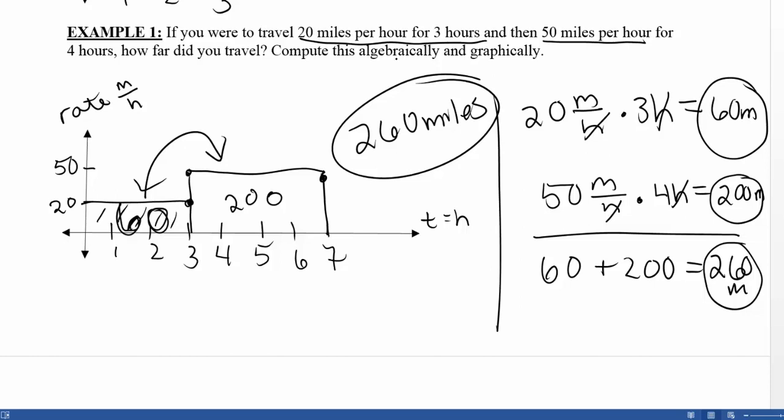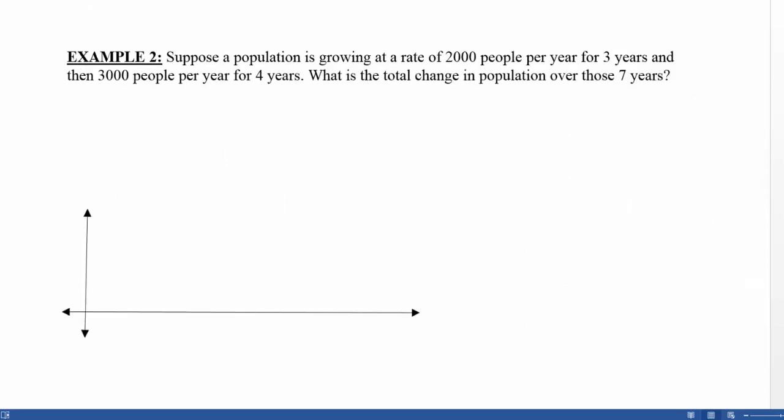Let's look at one that doesn't involve a velocity, but does involve a rate, just so we can see how else this will present itself. Example 2. Suppose a population is growing at a rate of 2,000 people per year for 3 years, and then 3,000 people per year for 4 years. What is the total change in population over these 7 years?